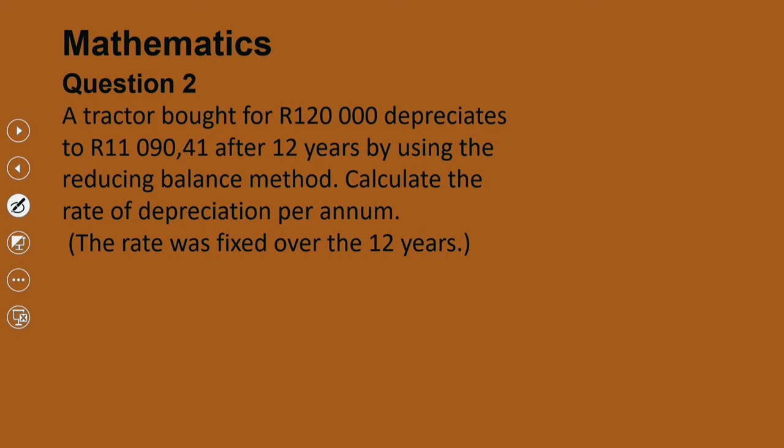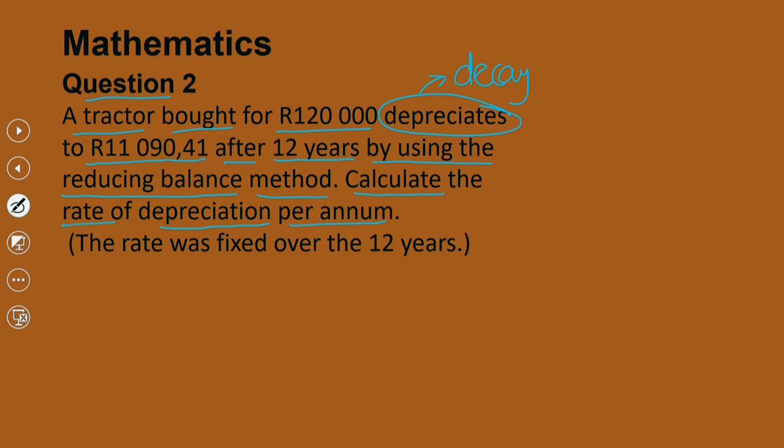Question 2 has been given to you here, and it states a tractor bought for 120,000. Listen to this word, depreciates. The word depreciates tells us that we're going to be using decay. Are we together? To 11,090.41 after 12 years by using the reducing balance method. Calculate the rate of depreciation per annum.